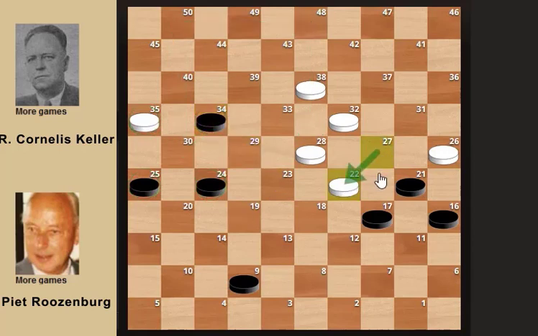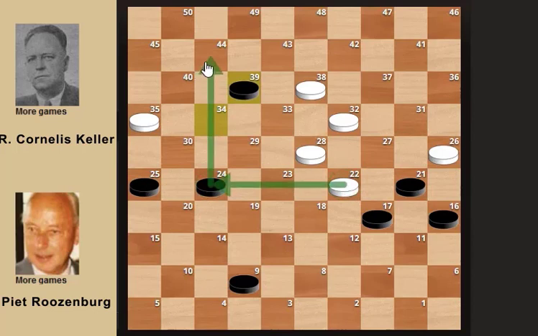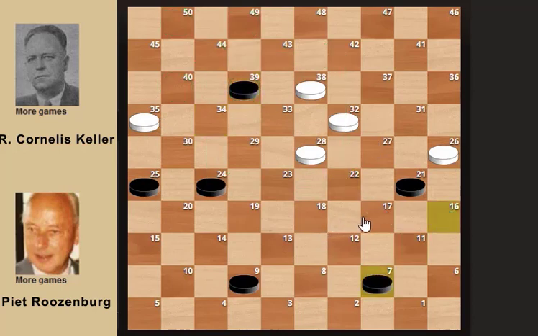Keller moved from 27-22. If you draw the square, the 27-22 move was answered by playing 34-39 by Roozenburg. So as we see, the vertex at 44 here is surrounded by these positions. So we can take 39. Playing 40 is not possible because of the piece at 35 here. So we take 39. So this exchange was made over here.